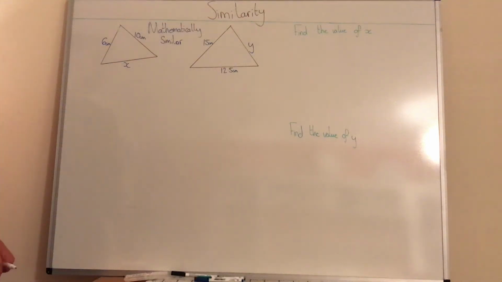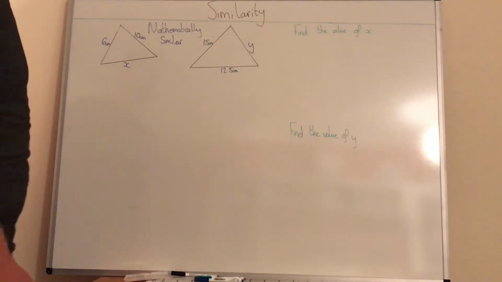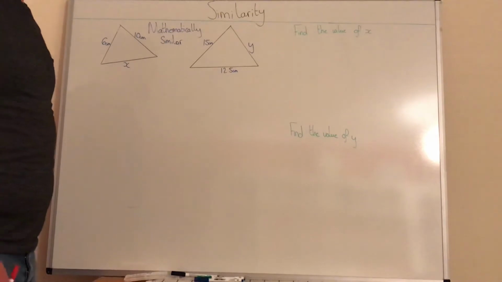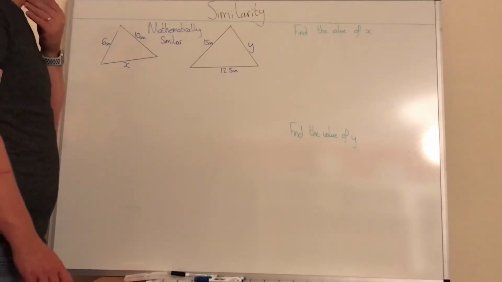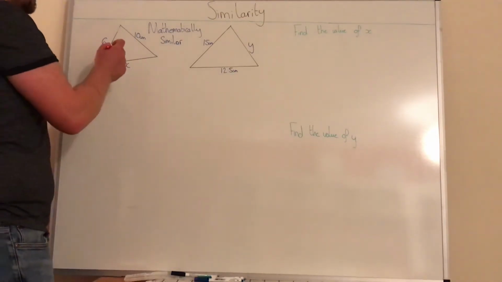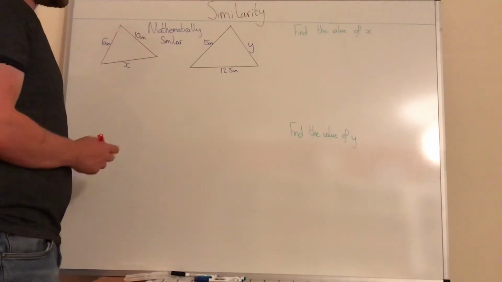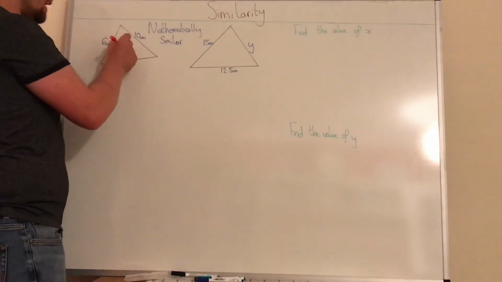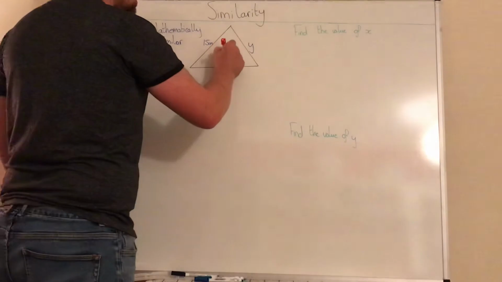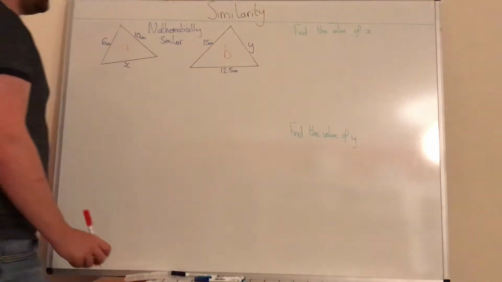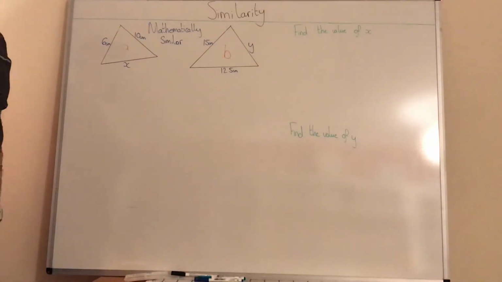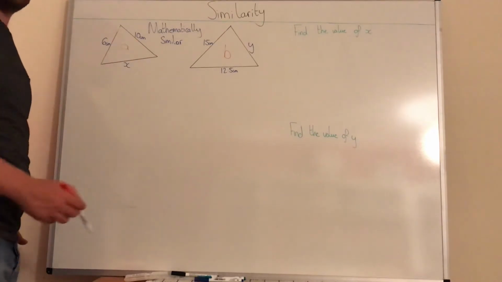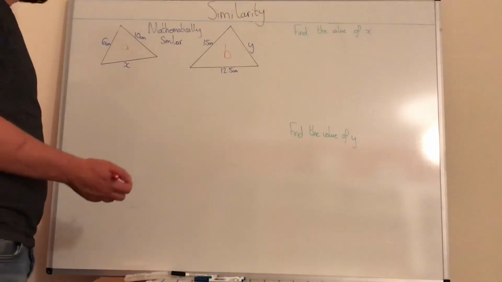Right guys, welcome back. We have covered this topic of similarity already. However, we're going to make sure that we've got it 100% correct. Here you'll see two separate triangles. I'll call them triangle A and triangle B. These two shapes are mathematically similar. It says that, and in your GCSE it will tell you as well that the shapes are mathematically similar.